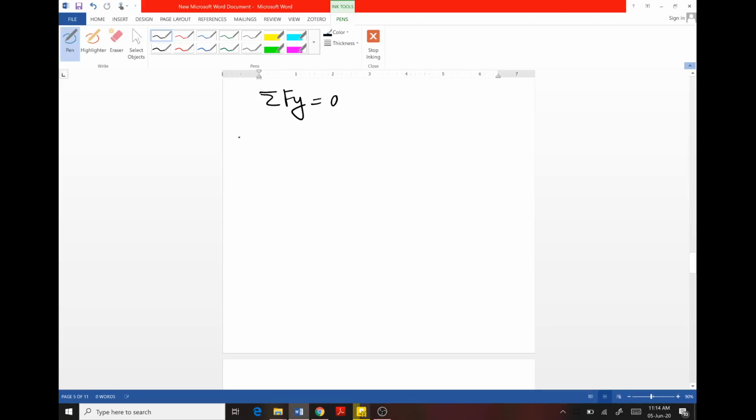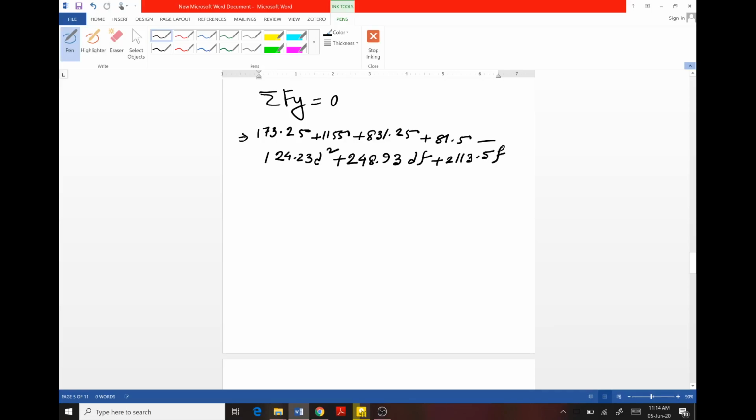Then we can write it as 173.25 plus 155 plus 831.25 plus 81.5 minus 124.23 d square plus 248.93 df plus 2113.5 f equals 0, as it must be for static equilibrium.